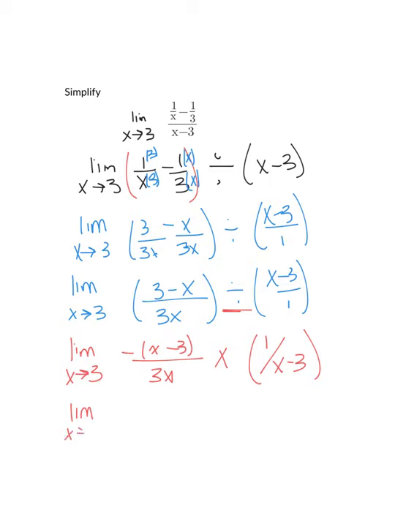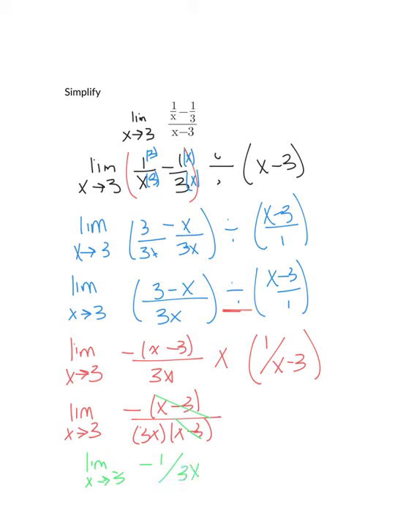So the limit as x approaches 3. I am going to multiply this by negative x minus 3, divided by 3x times x minus 3. I can see that this and this are going to be canceling out, and I'm going to be getting the limit as x approaches 3 of negative 1 over 3x.